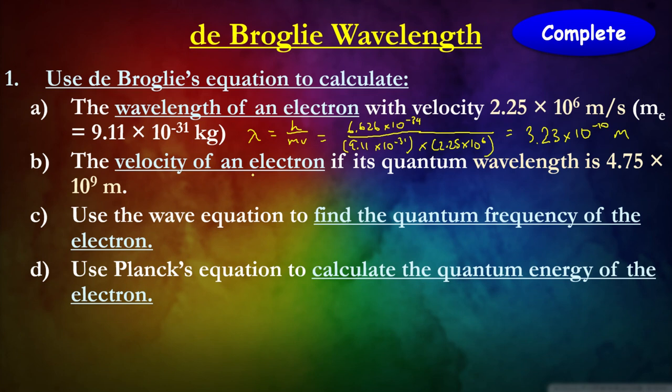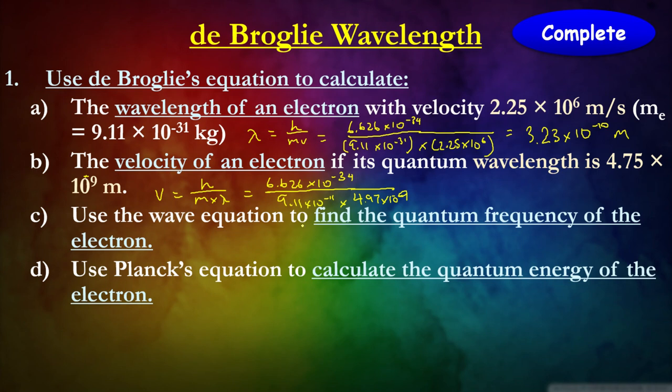Next we want the velocity of an electron if its quantum wavelength is this value here. So we want to make v the subject of the equation, so everything's just rearranged where it's Planck's constant over mass times lambda. So same idea here, 10 to the power of minus 34, mass of electron times the wavelength. So that's given to you there. That should be a minus value. Okay, so that's the velocity we have there.